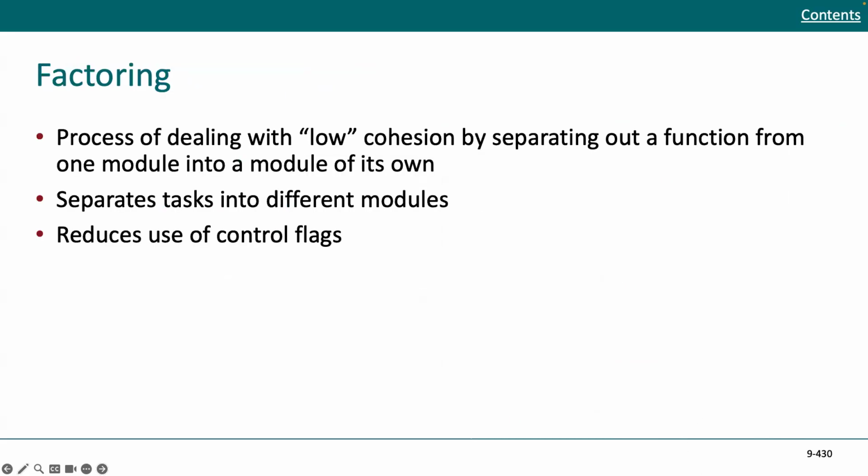In terms of factoring, it's a process of dealing with low cohesion by separating out functions from one module into a module of its own. Separating tasks into different modules is what we want to always strive for, and we want to reduce the use of control flags.